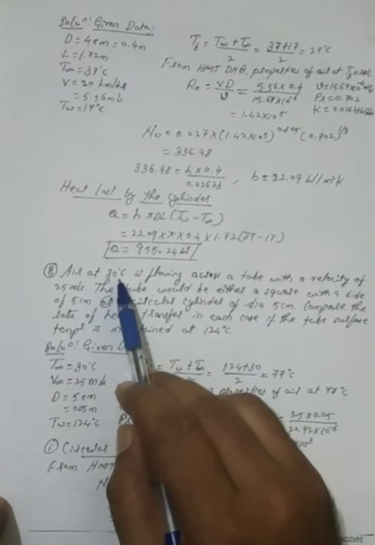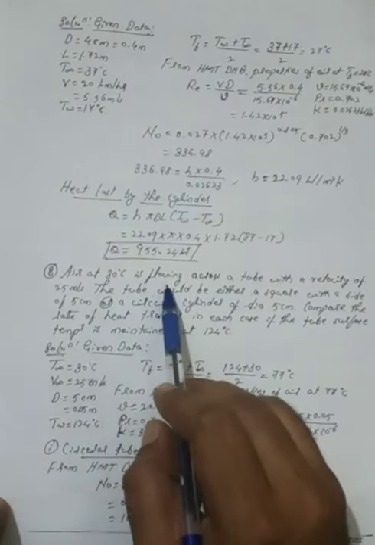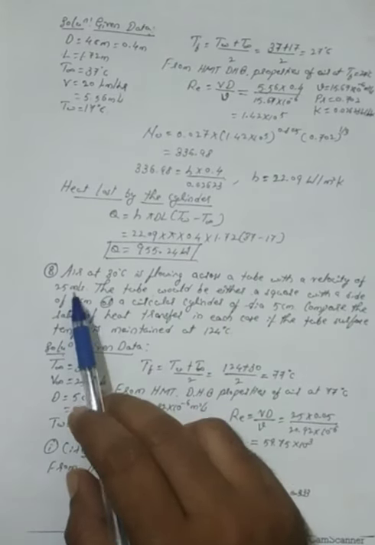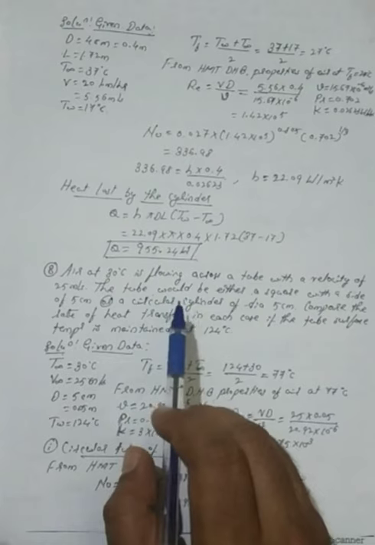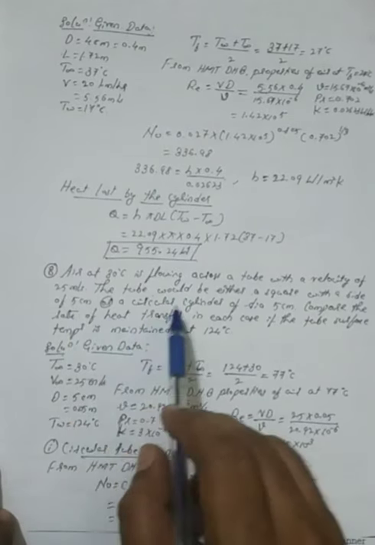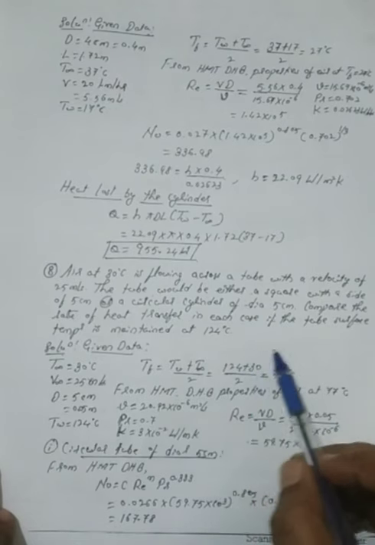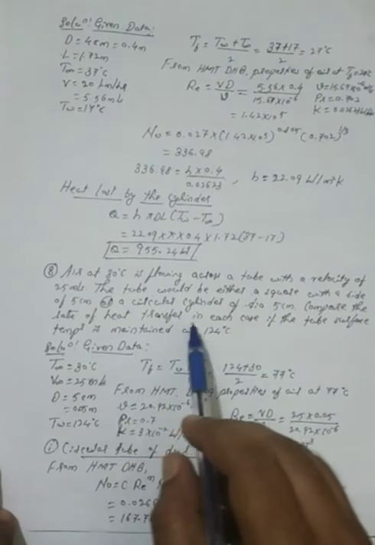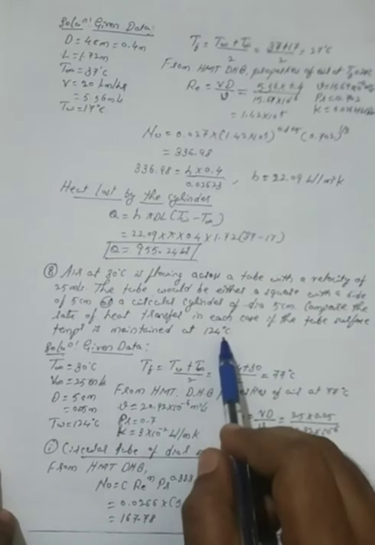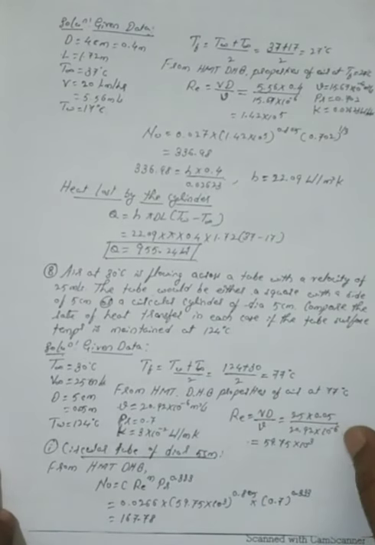Air at 30 degrees Celsius is flowing across a tube with a velocity of 25 meter per second. The tube would be either a square with a side of 5 cm or a circular cylinder of diameter 5 cm. Compare the rate of heat transfer in each case if the tube surface temperature is maintained at 124 degrees Celsius.